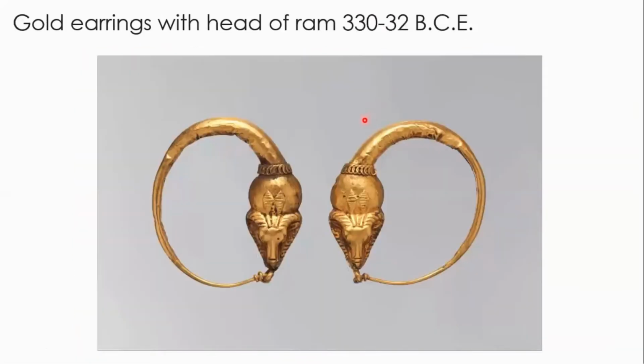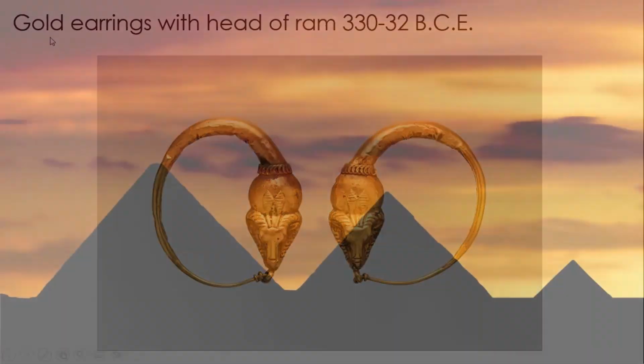This is an example of some earrings, gold. The pharaohs loved gold. Everything that they made, all the jewelry, was made in gold. And we can see that they did very detailed work. This is at the end of the civilization period, and they got very good at crafting very detailed jewelry.